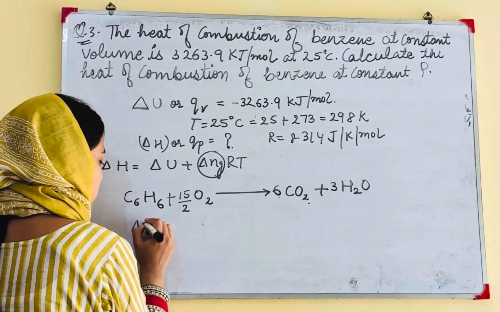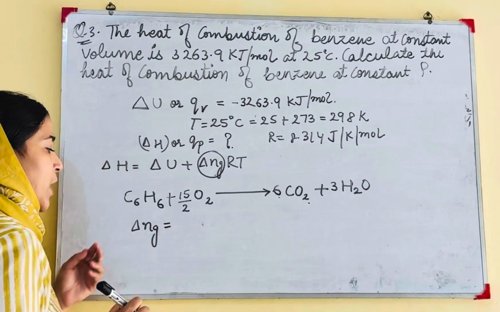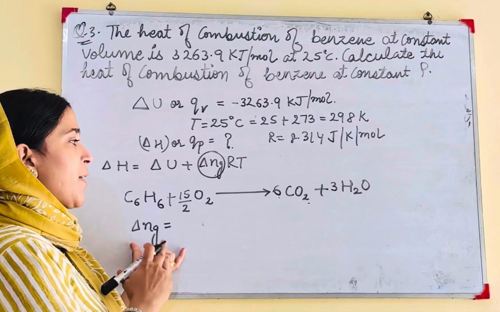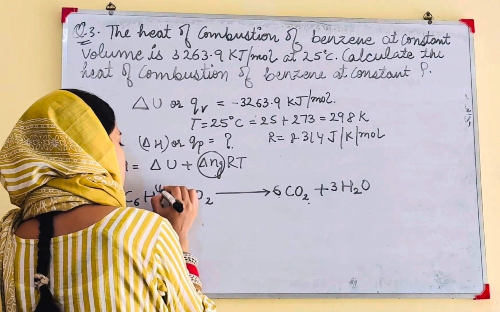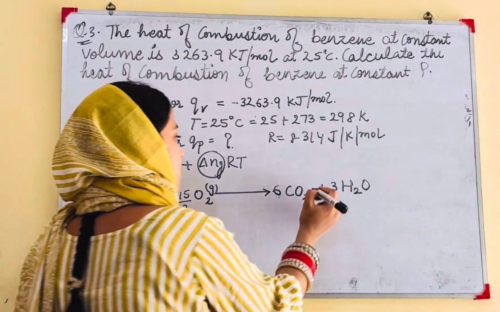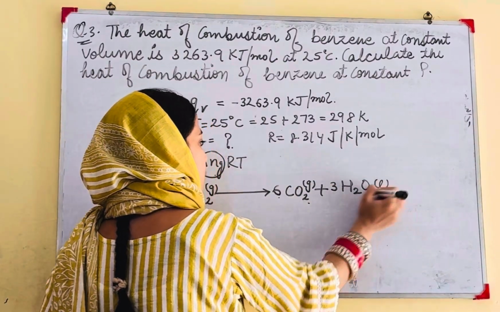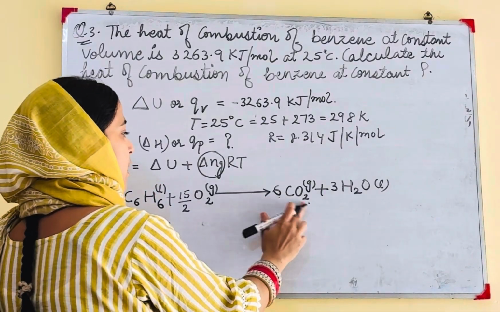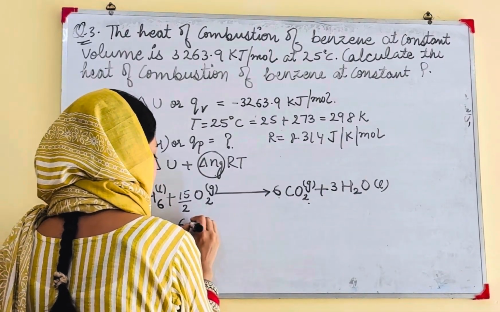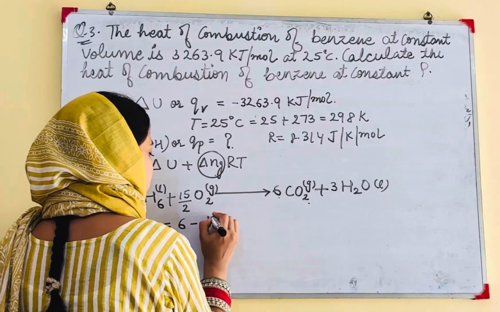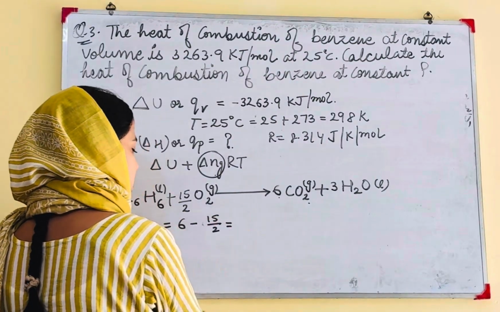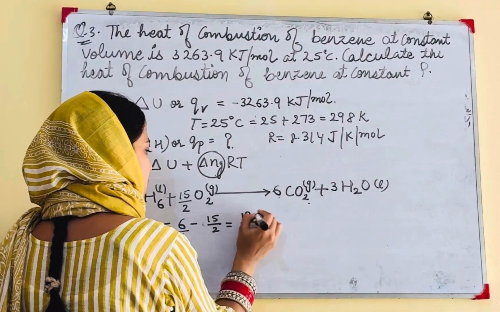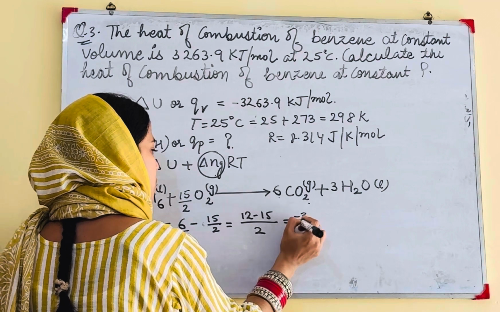Now delta ng. What is basically delta ng? It is the change in number of gaseous molecules of products and reactants. Now this is liquid, this is gas, this is again gas and this is liquid. So we have to consider only gaseous moles. Here CO2 is 6 in products and 15 divided by 2 in reactants. On solving, take the LCM. 12 minus 15, it comes out to be minus 3 by 2.